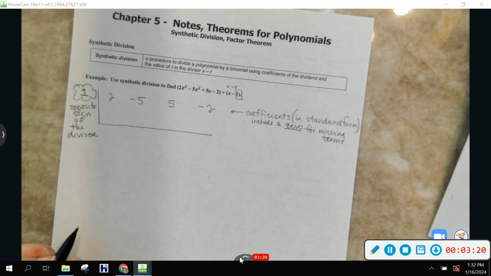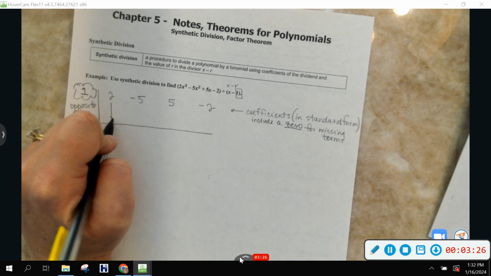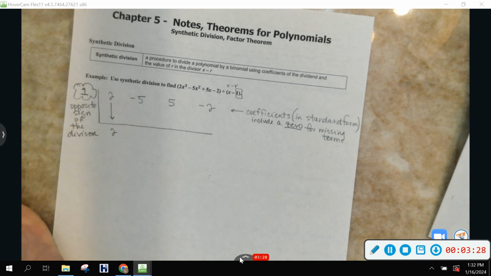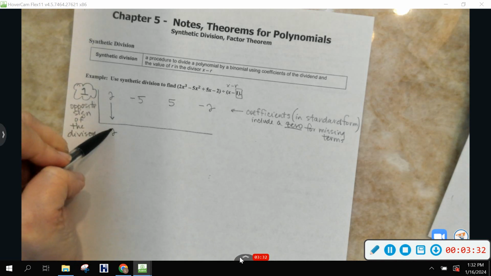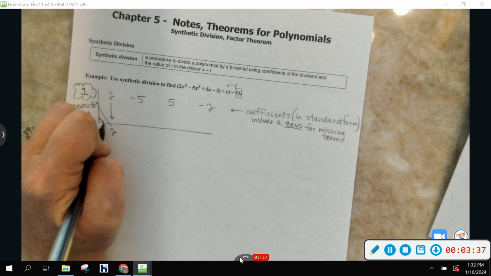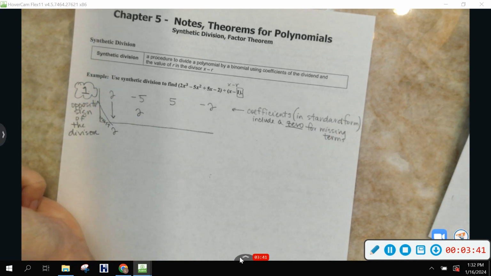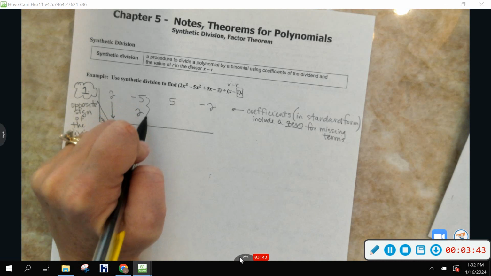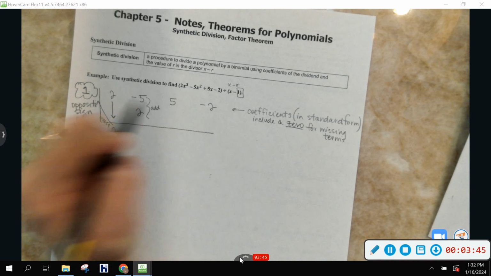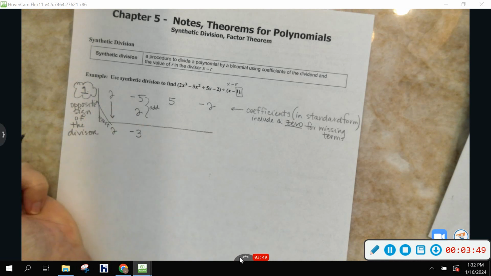And here's how the process of synthetic division is going to work. The very first thing I'm going to do is take that leading coefficient and drop it down. So I'm going to drop down the 2, where I'm going to start. Then I'm going to multiply, so 2 times 1. So in this direction here I'm going to be multiplying. 2 times 1, I'm going to write that down. Then I'm going to take these two and add them together. So negative 5 plus 2 is going to give me a negative 3.